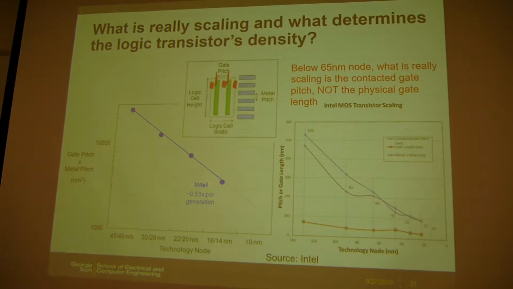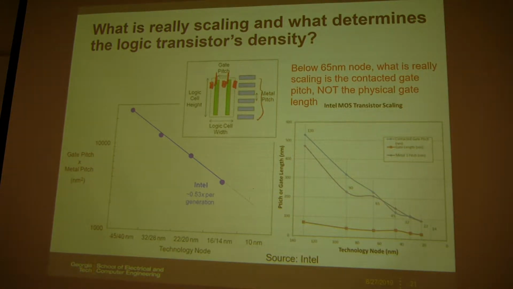To scale. This is for the along the source and drain direction. Of course, then in the other direction you may have the metal wires for the routing. So the metal 1's pitch, first metal, determines the density of the cell. So if you use the gate pitch multiplied by the metal pitch as your metric for the scaling, then from generation to generation, it scales well.